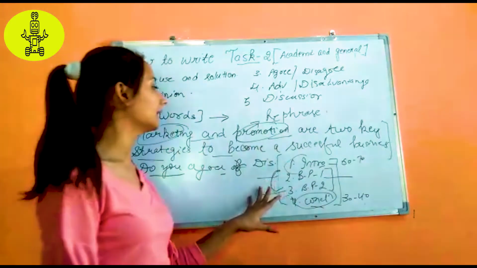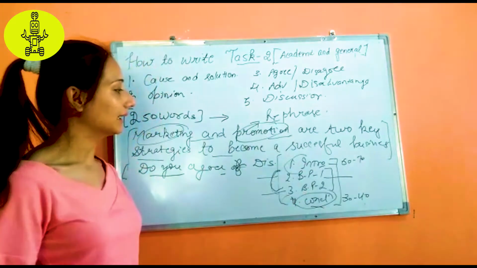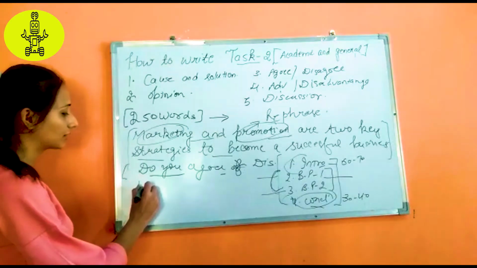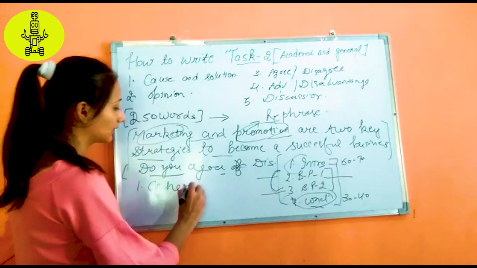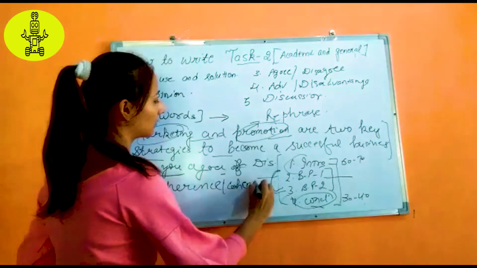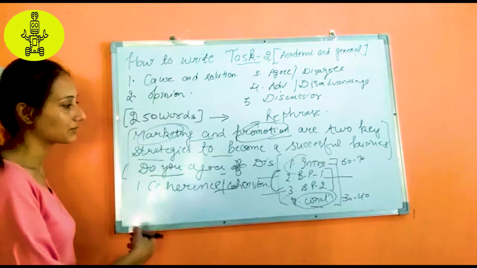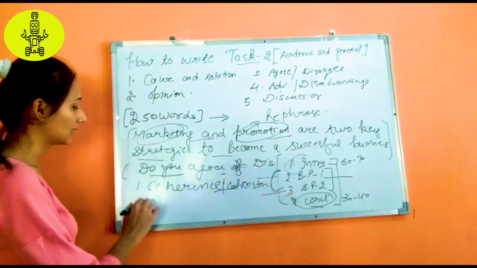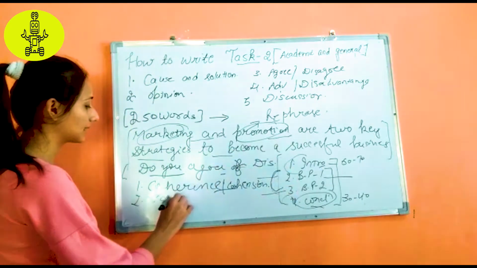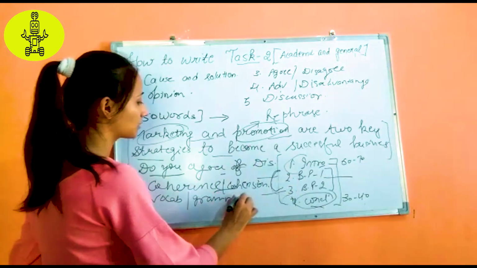But here, most important is how exactly the examiner gives you the band. The examiner firstly checks your coherence and cohesion, which means overall how you arranged the paragraphs, how your task was, and how much information you gave here. So you need to focus on overall coherence and cohesion. And second is vocabulary and grammar. So these are the 3 things you need to keep in mind.